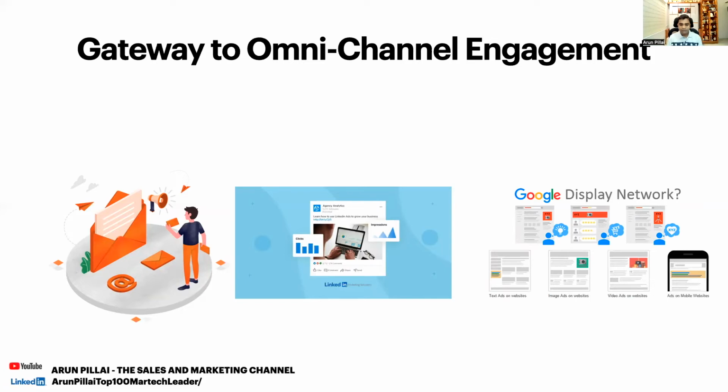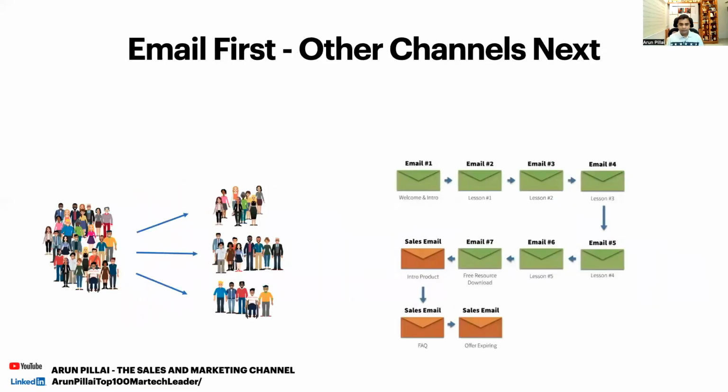If I were to summarize three simple tools or gateways to omni-channel marketing, the number one would be email campaigns. The number two would be LinkedIn, and LinkedIn has LinkedIn ads and LinkedIn emails or messages. Then comes the Google Display Network. And the recommendation is email first and other channels next. That's because email is the most cost effective channel. And like we saw from the statistics, email still rules in terms of the engagement that it drives. And email is scalable as well since it's cost effective.